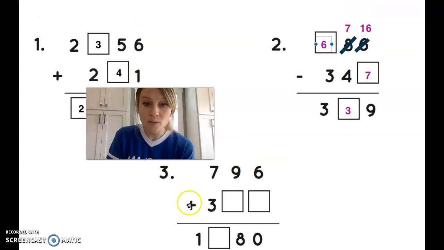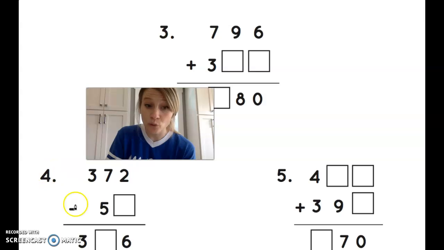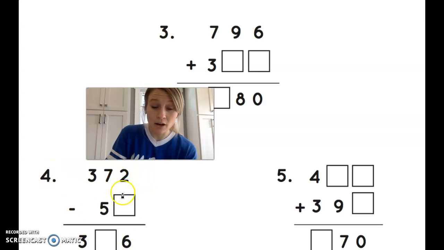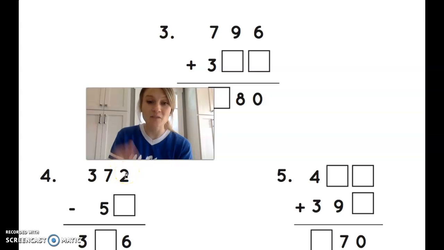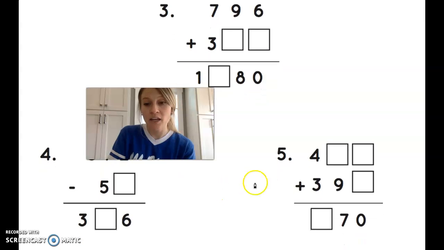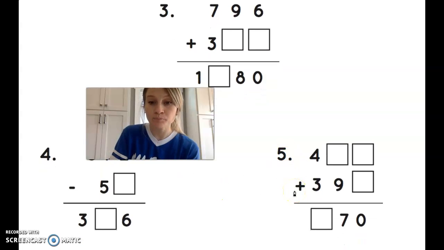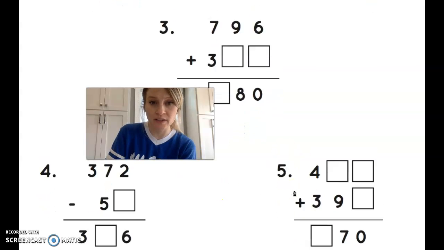Now number 3 is a plus. You guys should be able to do that. 6 plus what equals 0. Number 4 is subtraction, and I can tell already 2 minus what equals 6? It can't be 2. It's going to have to be 12. So where am I going to get that 10 from? And then number 5 is adding, okay? So finish the next 3 by yourself.